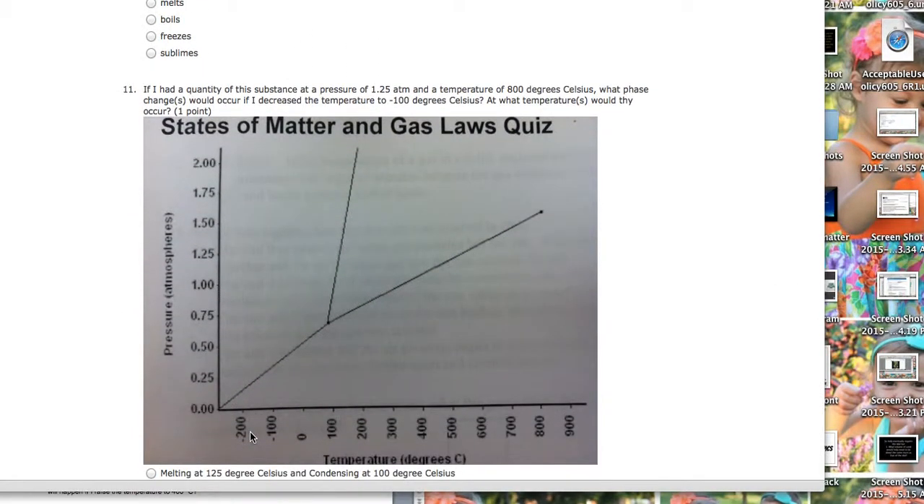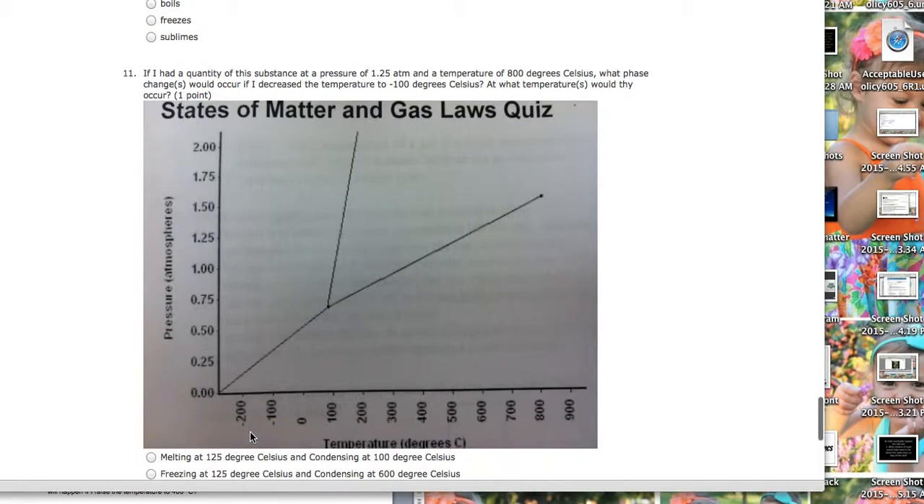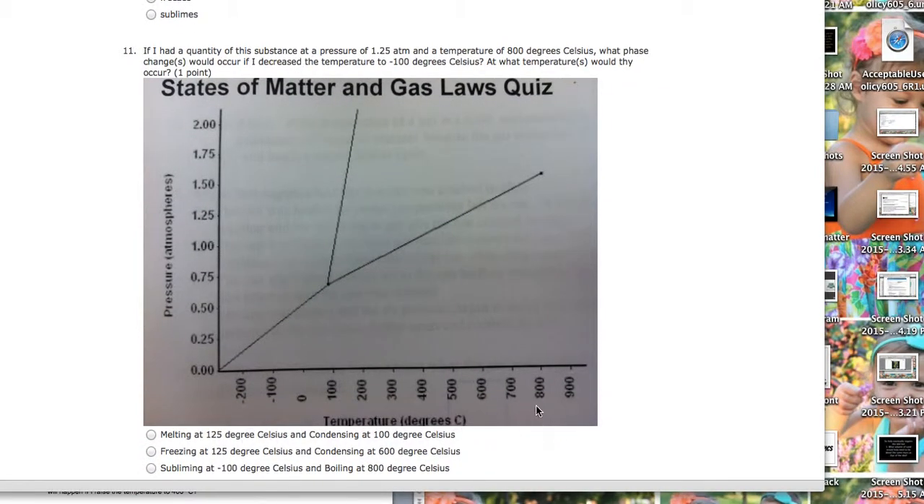And your last question, if I had a quantity of this substance at a pressure of 1.25 atm and 800 degrees Celsius, so 800 degrees Celsius, 1.25 atm, right about here, what phase change would occur if I decreased the temperature to negative 100 degrees Celsius? And at what temperature would they occur? So we're staying at the 1.25 atm. We're starting here. We're coming back.